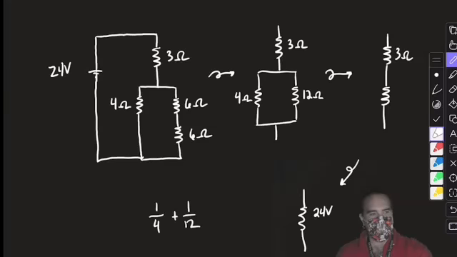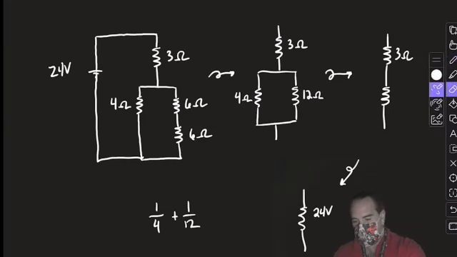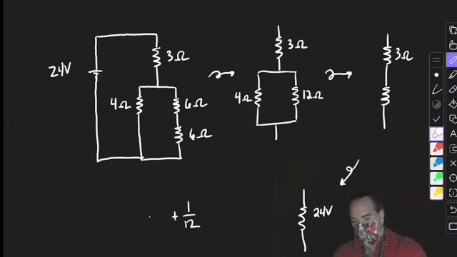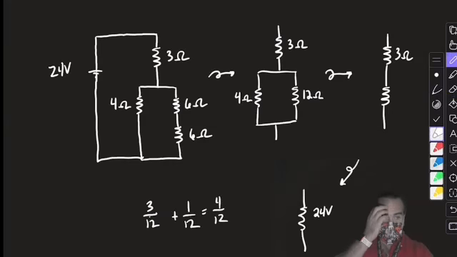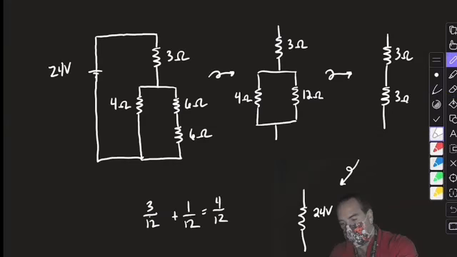Add 1/4 to 1/12, get common denominators. But there's probably one of you who's going to say that that's 2 and a 16th. That would be wrong. Common denominators makes this 3/12, and I'll get 4/12. That is not the answer. That's the inverse of the answer. So the actual answer is 3 ohms.